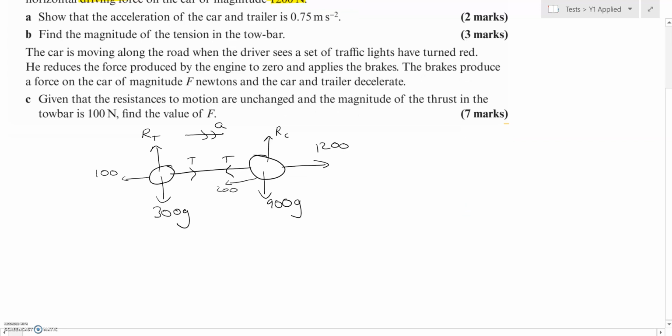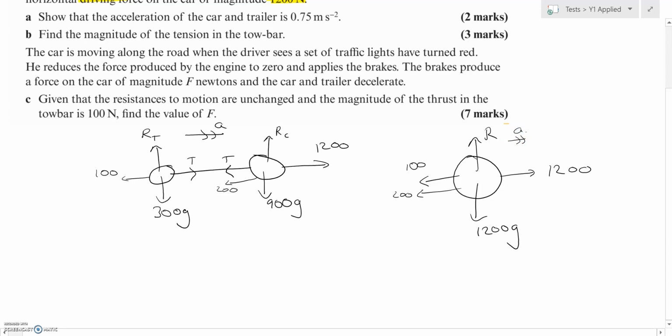So to find the acceleration of the whole system, both the car and the trailer, we should treat it as one particle. That one particle is going to have a forward force of 1200 newtons. It's going to have a weight of 1200 g. It's going to have a reaction, just net reaction. The two T's are going to cancel. That's the benefit of treating it as one particle, and you can do that because they're both moving in the same direction. And backwards we're going to have 100 newtons and 200 newtons, and it's accelerating forward to the right at a meters per second squared.